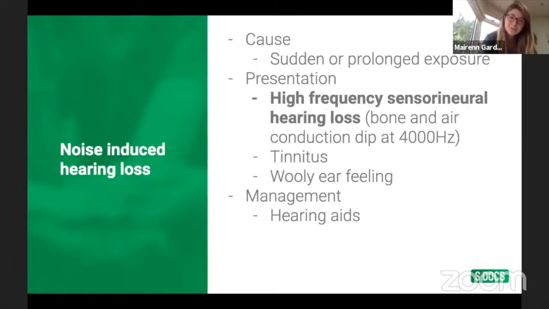Then going on to noise-induced hearing loss. This is quite self-explanatory. It can be caused by either a sudden, really loud noise or prolonged exposure, so through occupation, working with loud machinery, things like that. Again, you get high frequency hearing loss. These patients often also present with tinnitus and a woolly ear feeling, so a woolliness of their ears. Again, with these patients, you just need to manage them with hearing aids because there's nothing you can really do.